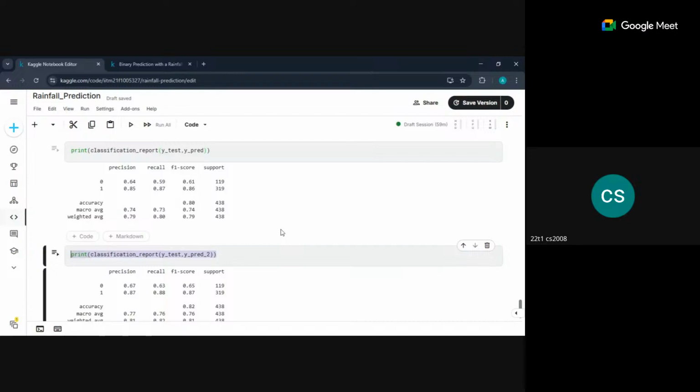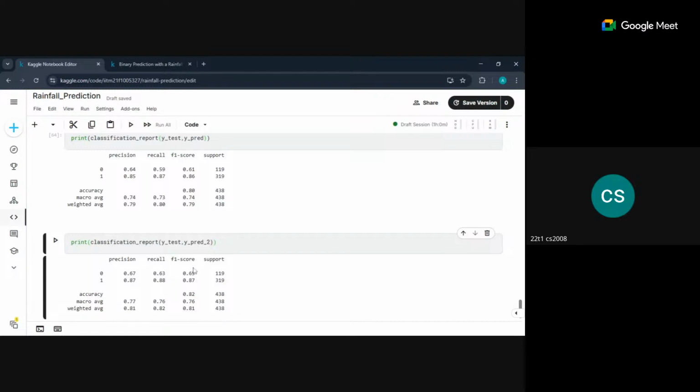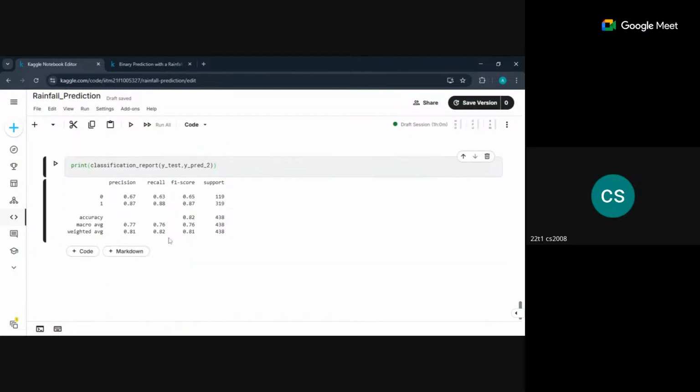Is there an improvement? Yes, sir. There is a very slight improvement, but it is still present. The precision, recall, F1 score, all of them have slightly increased, and so has the accuracy overall. So that is a good positive.